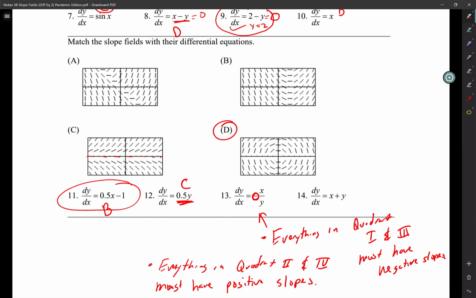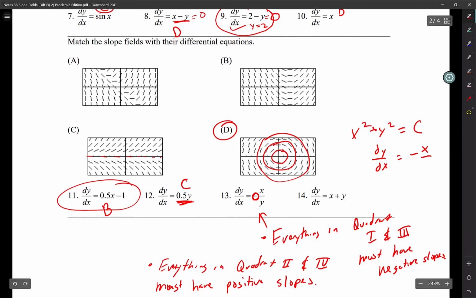And I don't know if you can tell, but those are circles. And a long time ago, I don't know if you remember, but when we did the x squared plus y squared equals some constant, and we found dy dx, the dy dx of that circle was negative x over y, if you remember. It's okay if you don't.